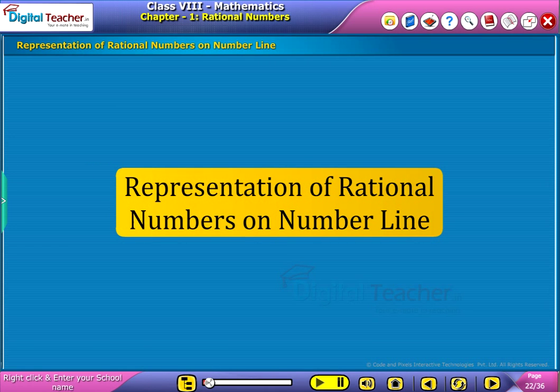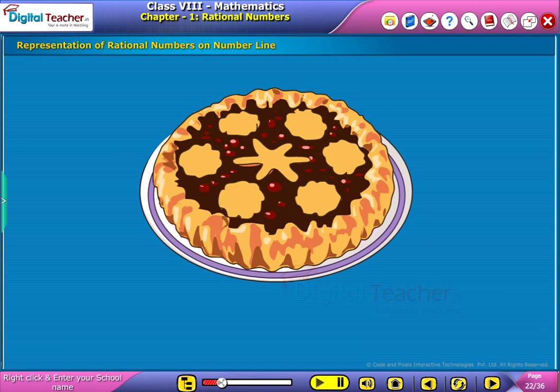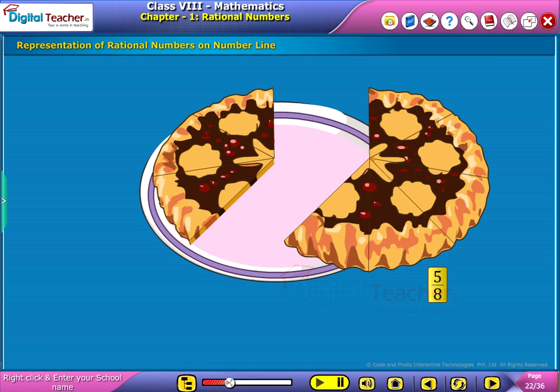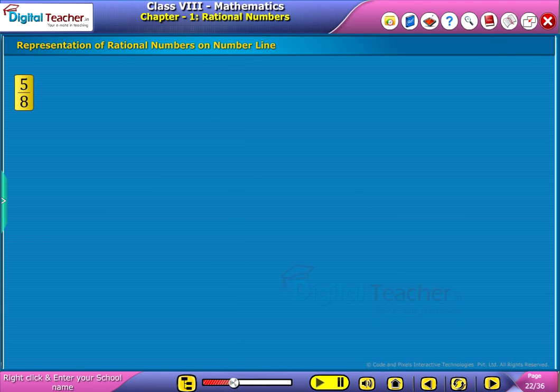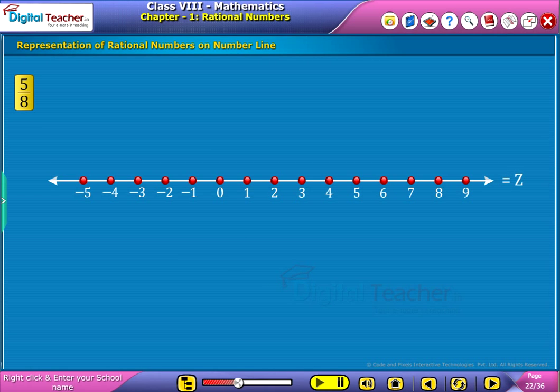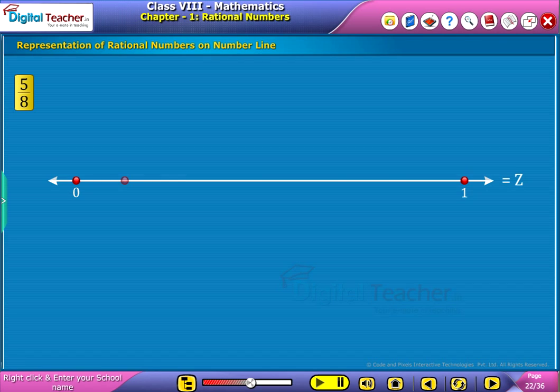Now, let us learn about representation of rational numbers on number line. Here, you can see a delicious pizza. Let us divide it into 8 equal parts and represent 5/8 of the pizza on a number line. Let us see how we can represent it on a number line. Consider a number line and mark 0 and 1 as shown on the screen. Let us divide it into 8 equal parts and mark them as shown on the screen. Thus, the representation of 5 by 8 is as shown on the screen.